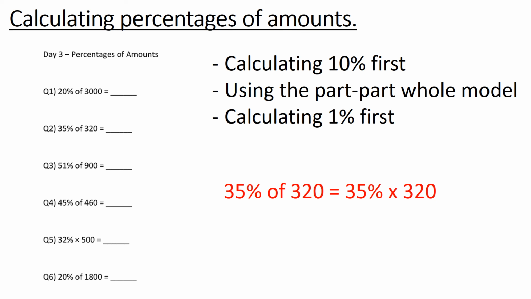Just a quick reminder, in red you can see that 35% of 320 can also be written as 35% times 320. This means the same thing. Once you've calculated your answer, make sure you check that your answer is smaller than the amount you started with. This is because 100% is the whole number, so if you're finding a percentage less than 100%, your answer will also need to be smaller than the whole amount.